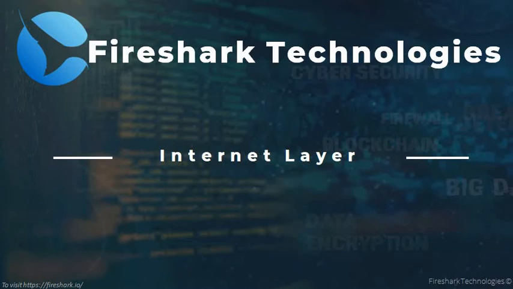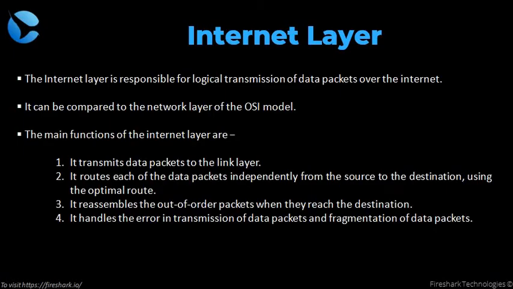Today we will discuss the internet layer. We have already discussed the physical and data link layers of the TCP/IP model. Now we will move towards the internet layer. This layer is also called the network layer. The internet layer is the second layer of the TCP/IP model.